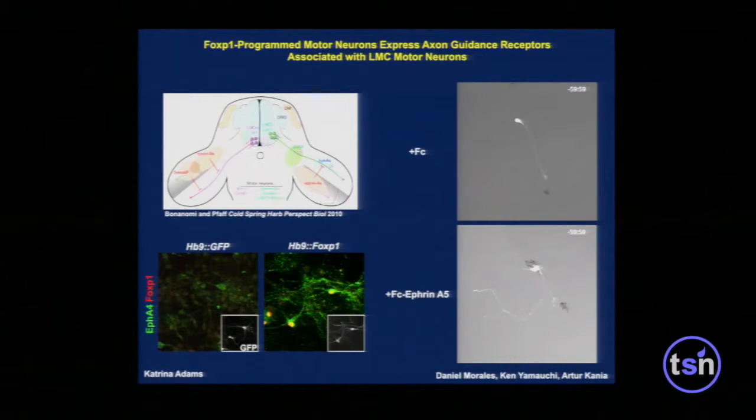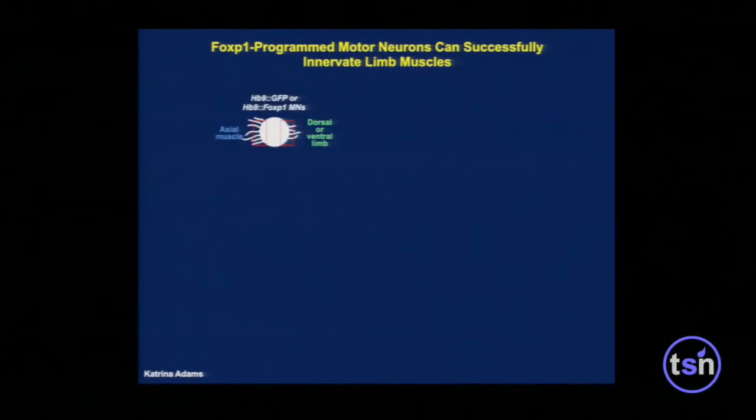And this is just showing you with the HB9 FOXP1 cells, if we expose them in culture to a soluble Fc molecule, there isn't much change in their axon projections. Whereas if we now add ephrin-A4, or ephrin-A, we can see this rapid collapse within 30 minutes. So it's a really nice system to be able to study some of the dynamics of axon guidance. So we can see that there are changes in the way that the cells can respond to axon guidance signals.